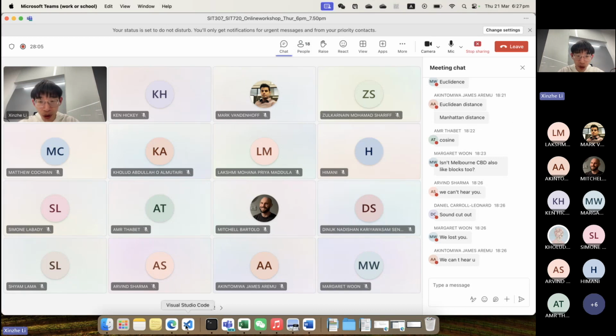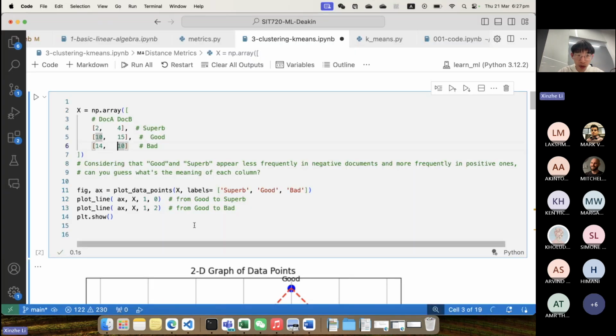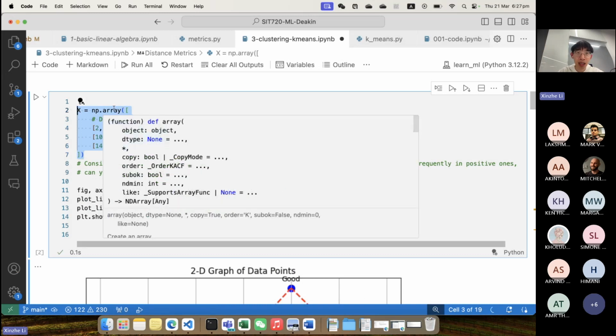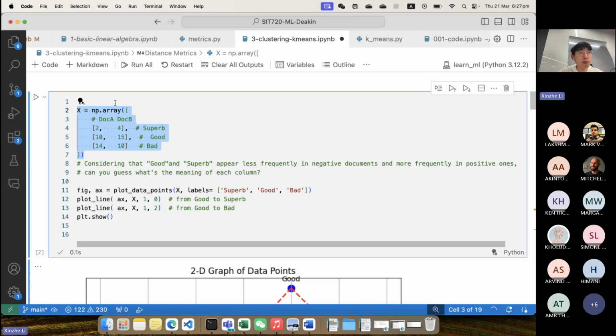Okay, so I will go back to these examples. For clarifying the Euclidean distance and cosine distance, this example is for the natural language processing domain. In the language processing domain, we begin from words. So we have 3 words here. It's very simple: superb, good, and bad. We want to calculate the similarity between these words.